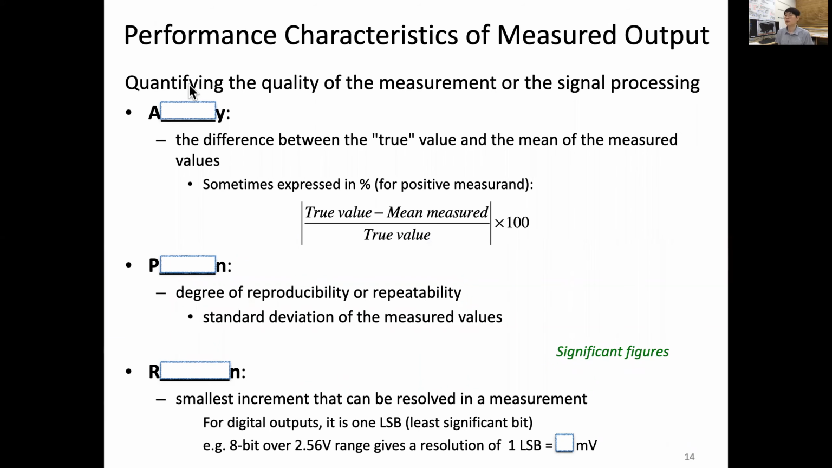Now let's move on to the performance characteristics of the measurement output. How do we quantify the quality of the measurement in signal processing? The first is how accurate it is. We can quantify our measurement by the difference between the true value and the mean of our measured values. One easy way: take the difference between the true value and the mean measured value, divide by the true value, and multiply by 100. This is quite well known, and we call it accuracy.